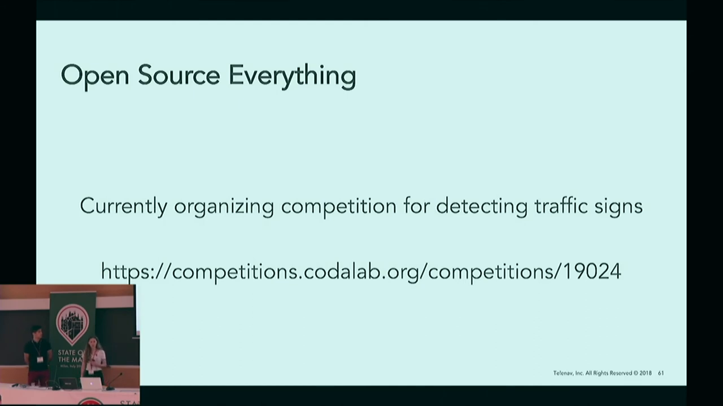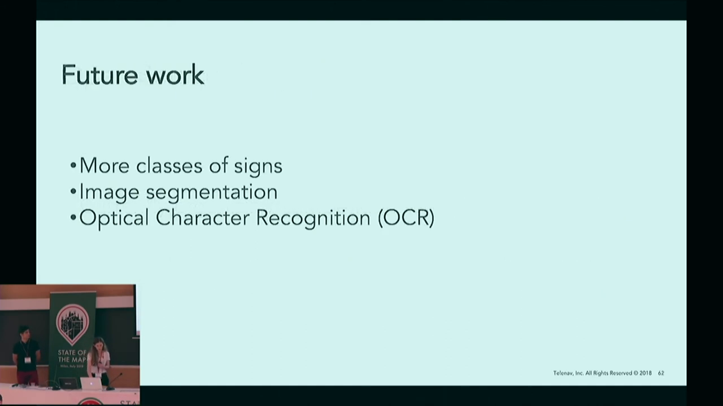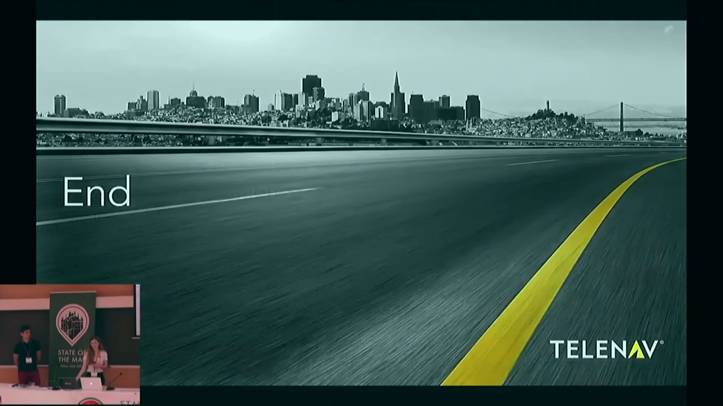We also currently run a competition on CodaLab. The members of the community are challenged to create a better solution than we did, and anyone who's interested can join. If you beat our score, you will win $10,000. Our future work involves detecting more classes, of course, image segmentation, and OCR. That's it. Thanks.